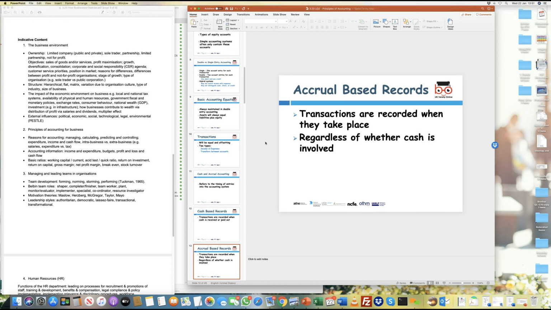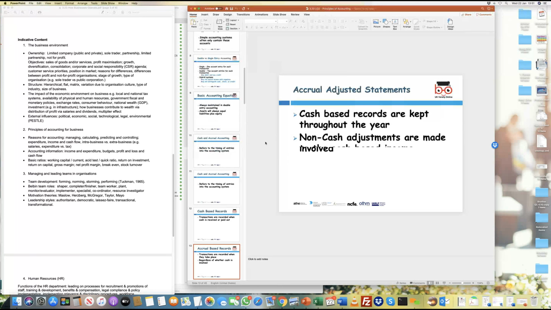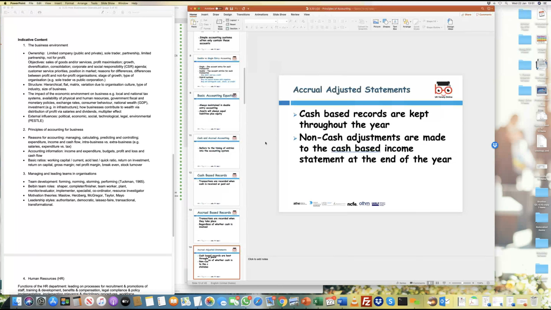So just the basic definitions, in terms of how it is classed as income and how it is classed as an expense, is what we will look at, just for the understanding of the term.